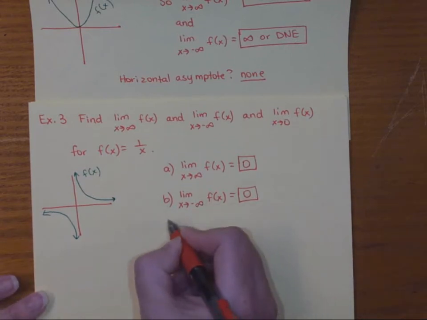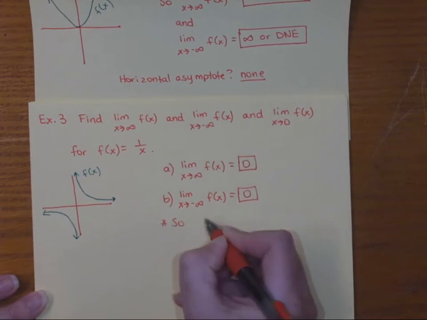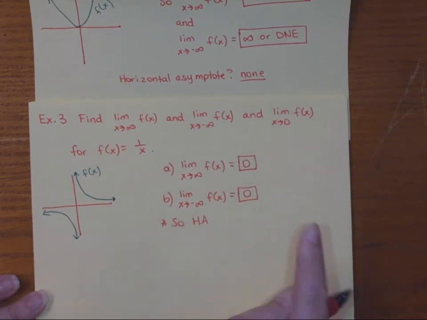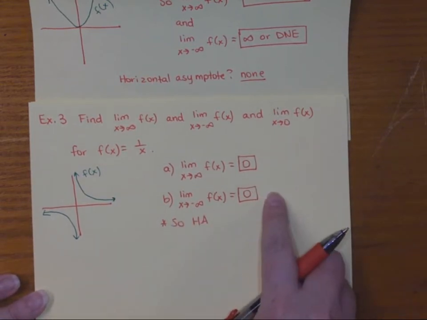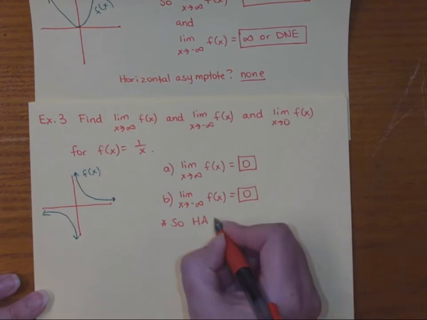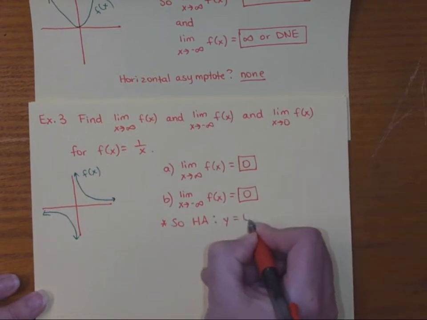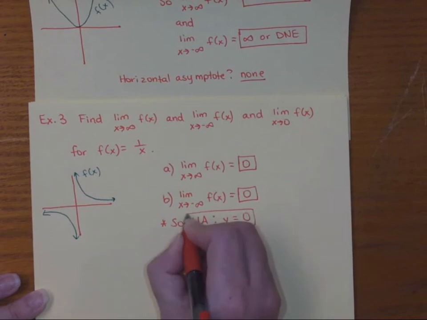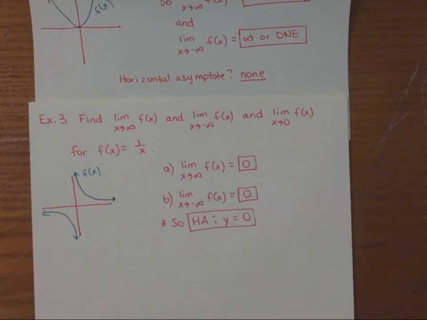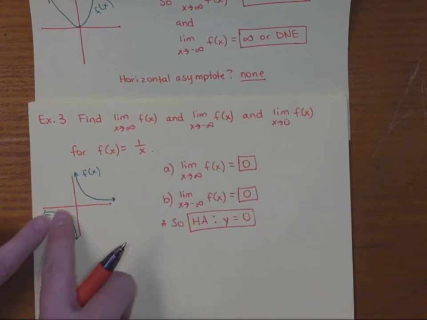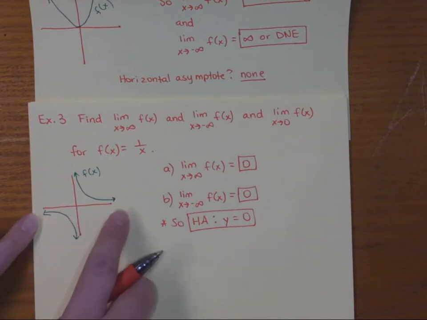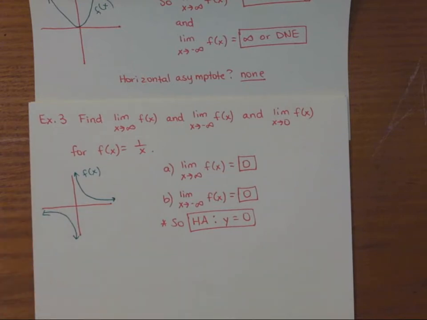Okay, so before we go on to part C, that means we do have a horizontal asymptote, because notice we have a left side and a right side that both go to 0. So the horizontal asymptote would be y equals 0. Okay, and that's true, right? I think you can look at this graph and notice, hey, this x-axis is forming a boundary that the graph doesn't cross as we go to the left or the right.